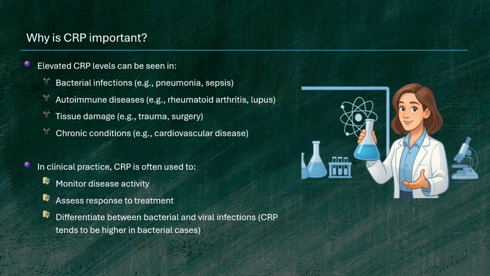chronic conditions, e.g. cardiovascular disease. In clinical practice, CRP is often used to monitor disease activity, assess response to treatment, and differentiate between bacterial and viral infections. CRP tends to be higher in bacterial cases.